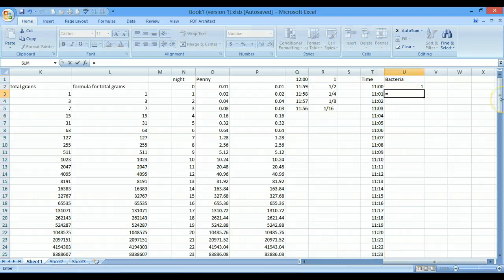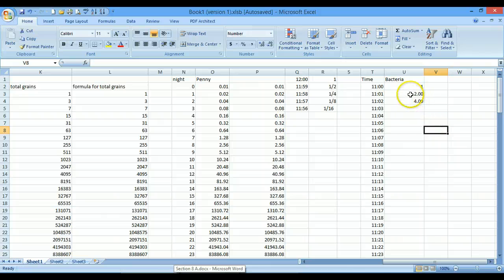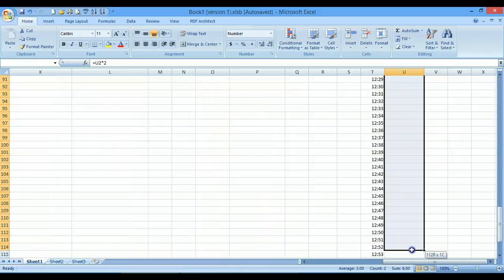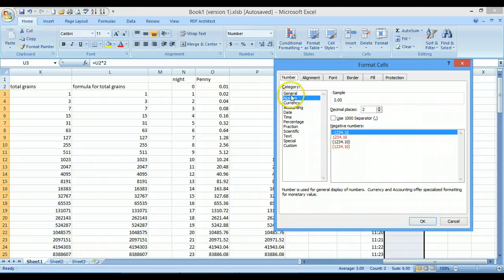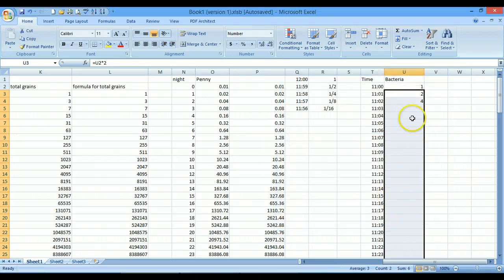It's doubling every minute, so I'm going to equal the previous one and times it by 2. And again, I'm going to do so on and so forth. If I click and drag it, it'll take the previous and times it by 2, which is doubling every time. Let's go ahead and format all of these so that they don't have a decimal. Let's format the cell. We can do number and get rid of the decimal. Sure, let's do that. Or we could have done general.